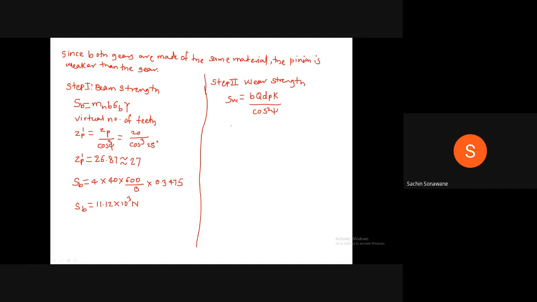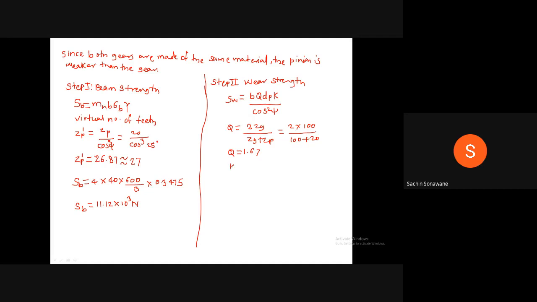Now, what is the value of Q? Q is equal to, we have seen the equation, 2ZG divided by ZG plus ZP. Therefore, substitute the values. 2 into what is ZG? 100. There again 100 plus 20. Therefore, Q is equal to 1.67. Now we'll calculate the value of K.